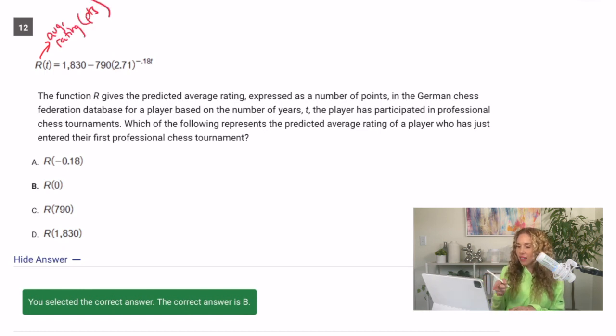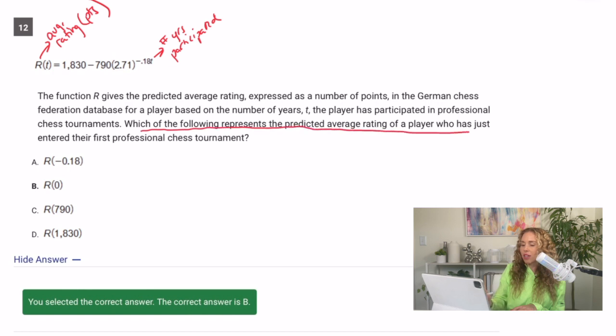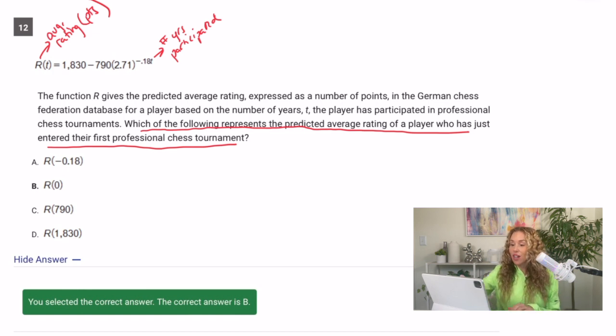And then what is T? T is the number of years the player has participated in professional chess tournaments. So number of years participated. So when the question says, which of the following represents the predicted average rating of a player who just entered their first professional chess tournament? If it's their first tournament, they haven't played for any years. So that means T is going to be 0. So you're going to input 0 in for t into the function so that the answer is B.